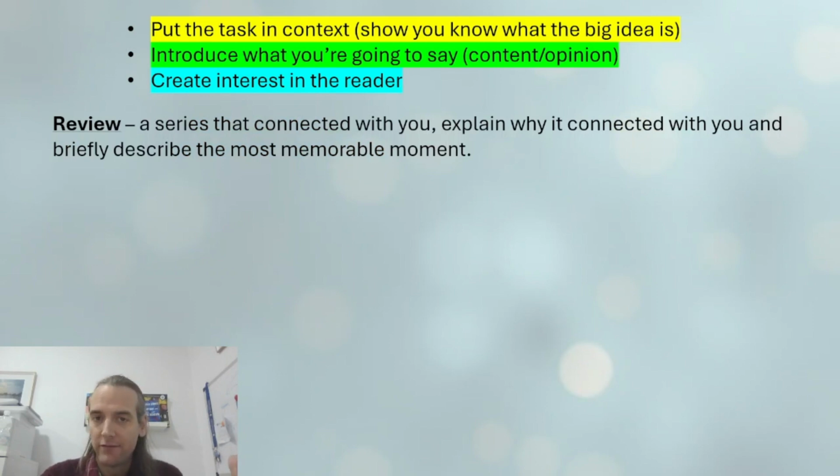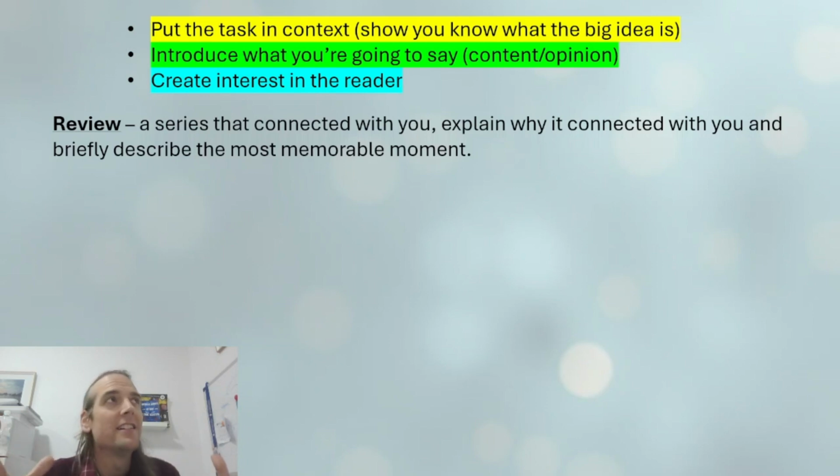We could do the same thing for the third question that we looked at last week in our B2-C1 part 2 for the writing, where you have 3 options. Writing a review. And this time it's a series that connected with you, explaining why it connected with you. And now it is completely your turn to write your introduction, because I haven't done it. If I click next slide, it's goodbye introduction.